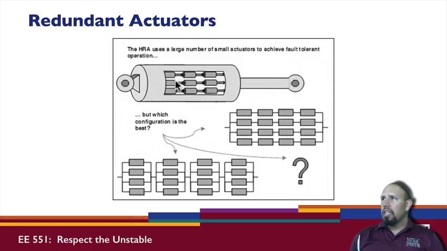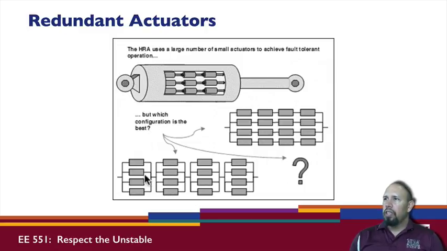Okay, so it uses a number of actuators, some in parallel and some in series. A question would be, if I have 16 actuators, is it better to put them like this, in 4 strands in parallel, or is it better to put them in 4 things in series like this? So that's an important question when it comes to the issue of reliability.